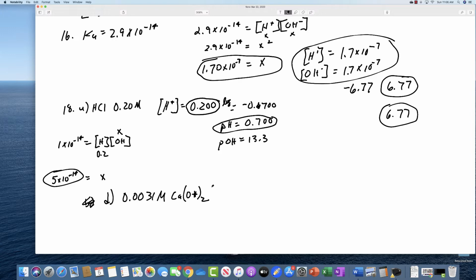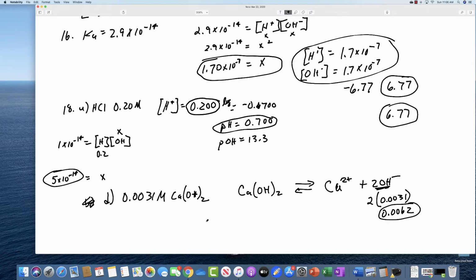Okay, now the reason I say this is a little more challenging is if you look at it, calcium hydroxide ionizes to form a single calcium ion and 2 hydroxide ions. Therefore, the concentration here is going to be 2 times 0.0031, or 0.0062. And that concentration is what you would use. That would be your OH ion concentration, so that would be what you would use to calculate your pOH.